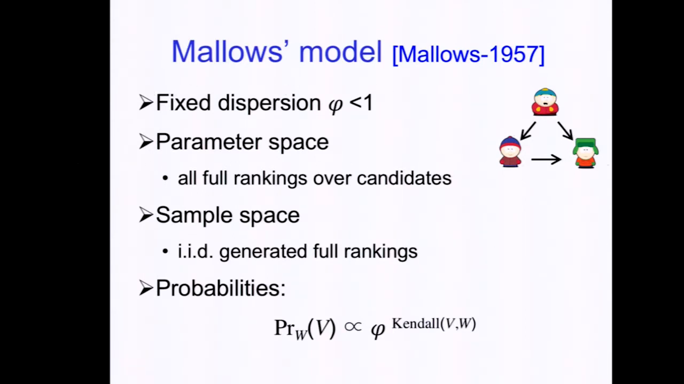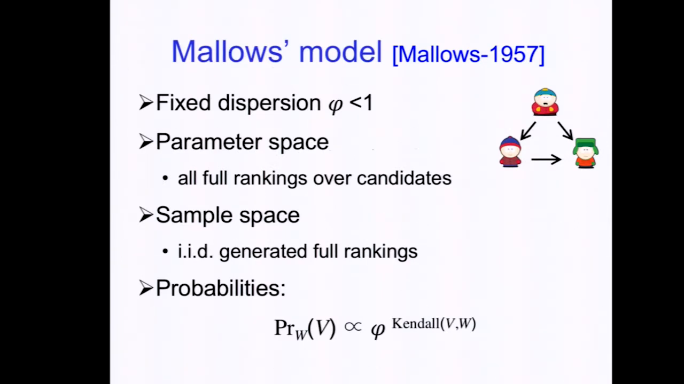So what is the Kendall tau distance? It's very easy. Just look at all of the pairs. We have three pairs over here: Eric and Stan, Eric and Kyle, Stan and Kyle. So look at only three pairs. How many pairwise comparisons are different in V and W?